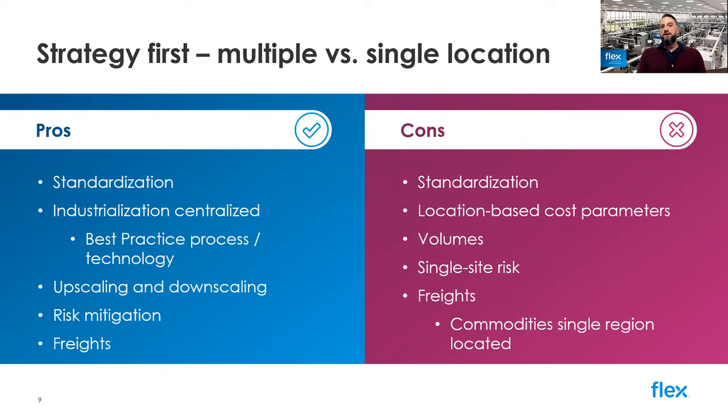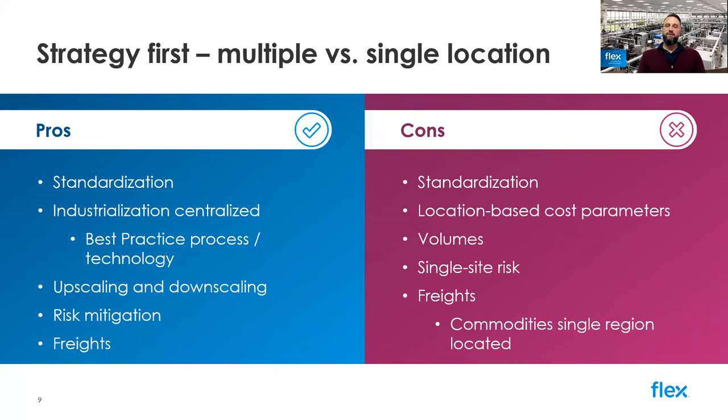For sure, economics is a location-based cost parameter, but this we can balance out with the level of automation, the level of manufacturing efficiency processes, and so on. A multiple site approach is as well supporting you in upscaling and downscaling. And here, I think the importance is that you need to consider the right volume for that. If you are on a lower level of volumes, then a single location fits better for that approach than a multi-location approach.